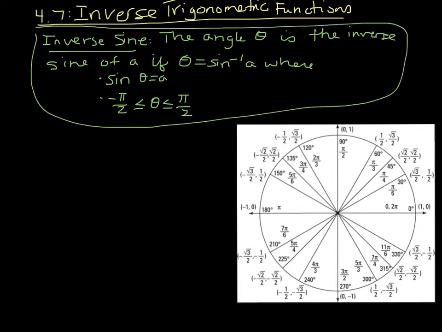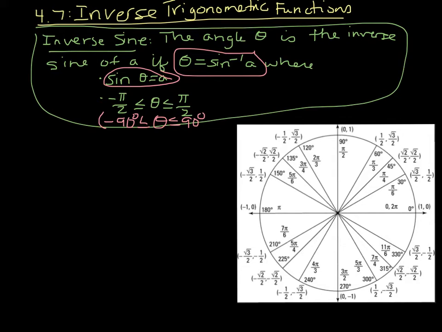We'll do a few examples in just a second. The key thing is that you usually start with sine of theta is equal to a value. In this case, if you were to do the inverse sine of that value, you would get back the theta. The other thing that's important is the values that we always get for our theta are between negative pi over 2 and pi over 2, which is the same thing as negative 90 degrees and positive 90 degrees.